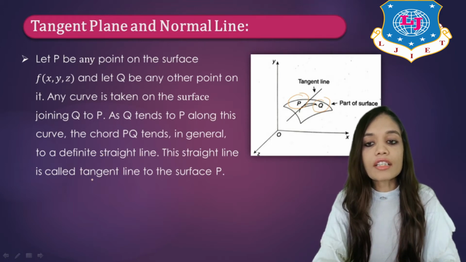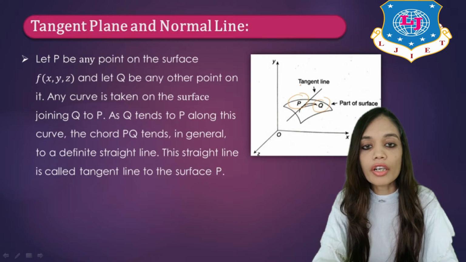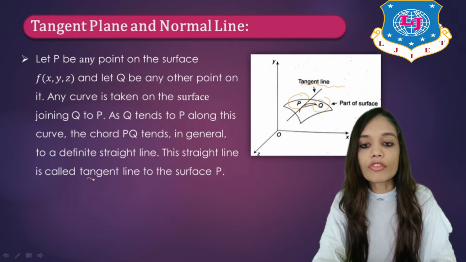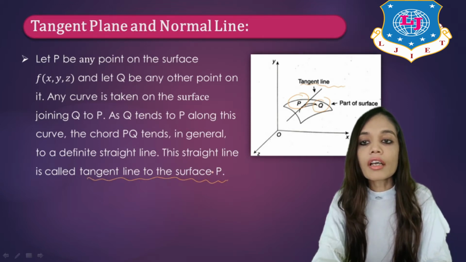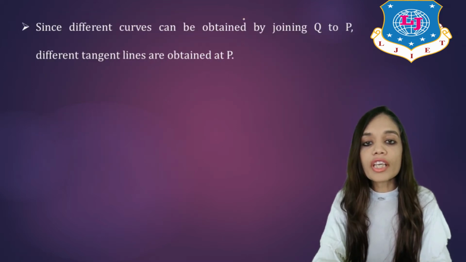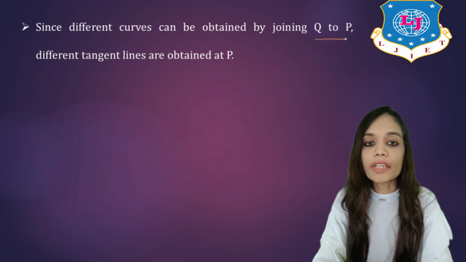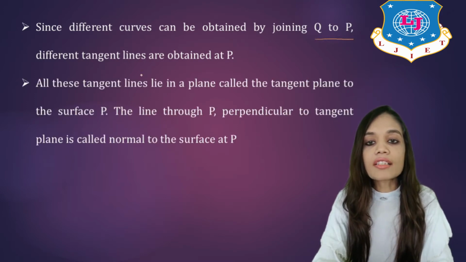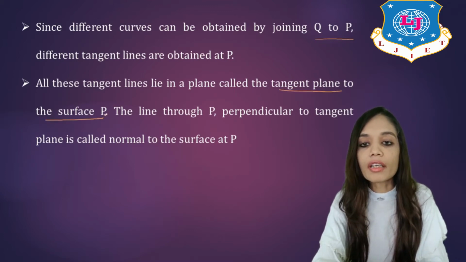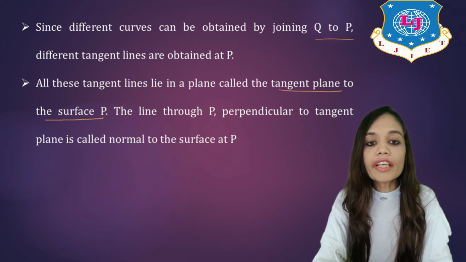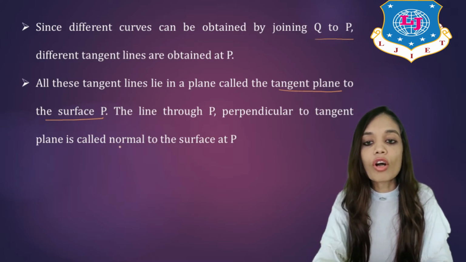This straight line is called the tangent line to the surface at P. Right? Now, since different curves can be obtained by joining Q and P, we can form different types of curves, and different tangent lines are obtained at P. Such tangent lines lie in a plane called the tangent plane to the surface at P. The line through P perpendicular to the tangent plane is called the normal to the surface at P.